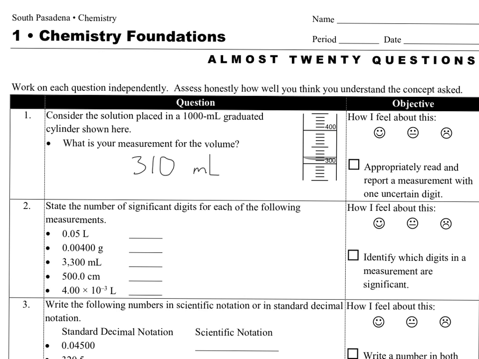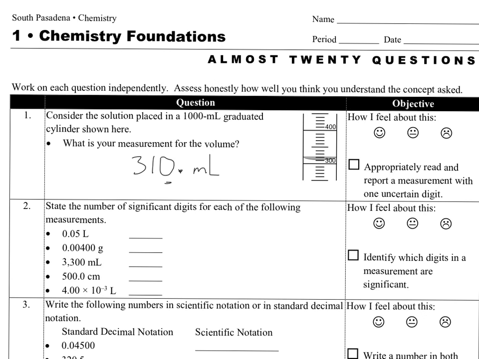milliliters, right? But since it's marked to the tens, my estimate is to the ones place, which means I want to show that this is my estimated value. So the way that I do that is I put a decimal point right here. So 310 decimal point, and that shows that it was marked to the tens, and my estimate was to the ones place.